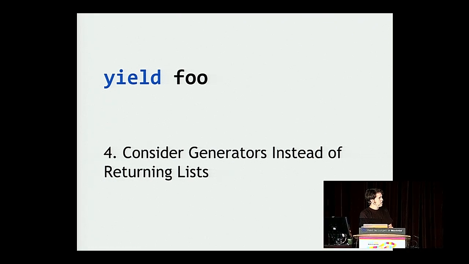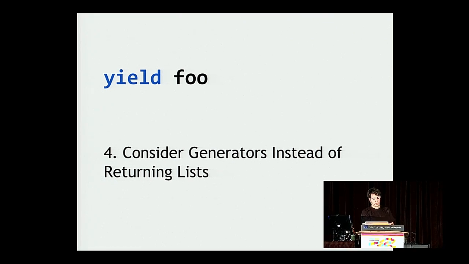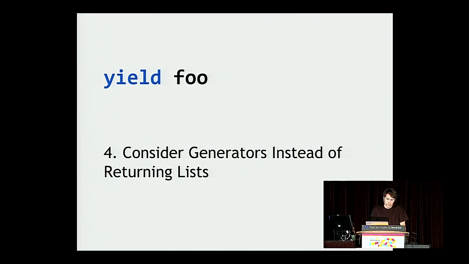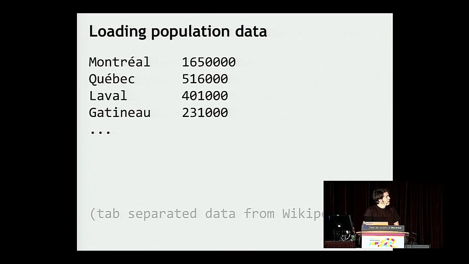So let's talk about another part of functions, returning values, either lists or generators. I think that you should consider generators instead of returning lists. I think Python programmers often just return lists because it's easy. And I'd like us to have a cultural change where instead of saying why use a generator, it's like why are you using a list? That should be the default way that we implement things. And I'm going to try to explain why.